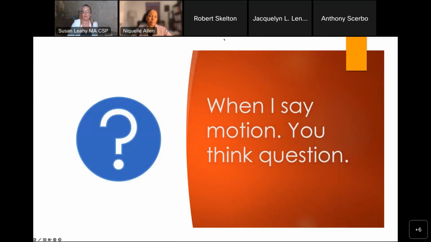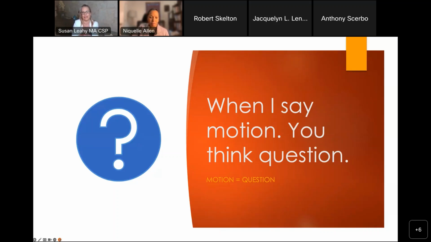So let's put this here in the chat functionality. If everyone in the chat functionality, I'm going to put that up right now. When I say motion, you think question. So motion, go ahead and put it in the chat functionality. What are you going to think? So when I say motion, you think question. What does motion equal? Motion equals what? Go ahead and put it in the chat functionality right now. Motion equals question, right? So when I say motion, you think question. A motion and a question are the same thing.